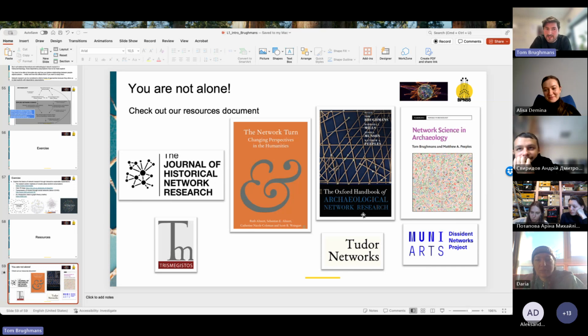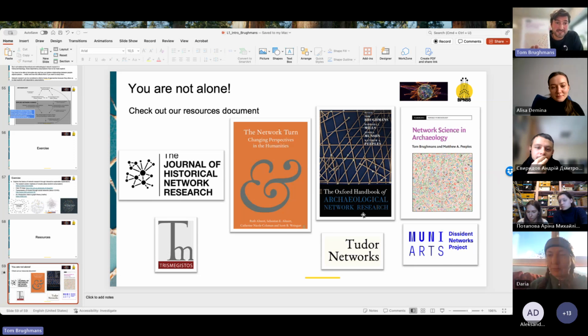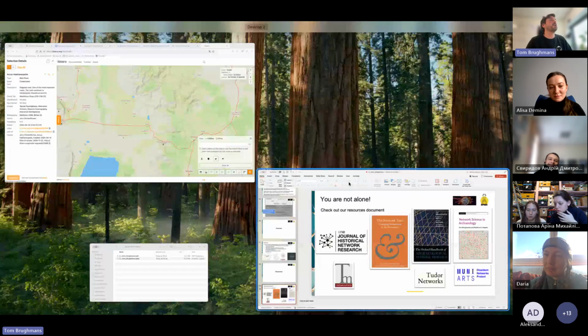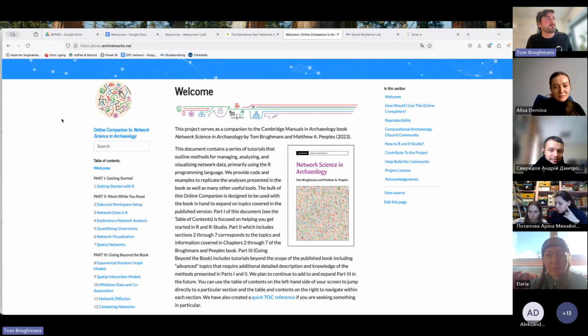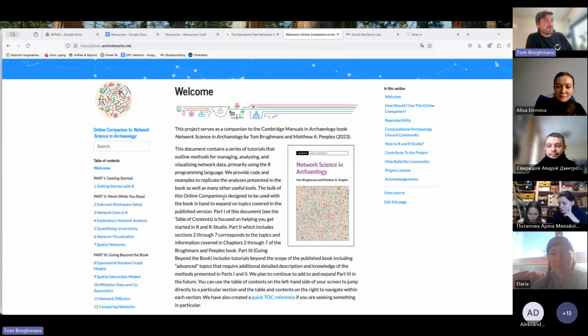Network science is totally a thing in archaeology and history, and there are lots of communities interested in it. First of all, a go-to would be these two books that I'm showing there, right? This book is a manual which teaches you exactly how to do network science in archaeology. What I also want to highlight is that it's associated with an online companion, book.archnetworks.net. You have the link in the resources file, where you have everything for free.